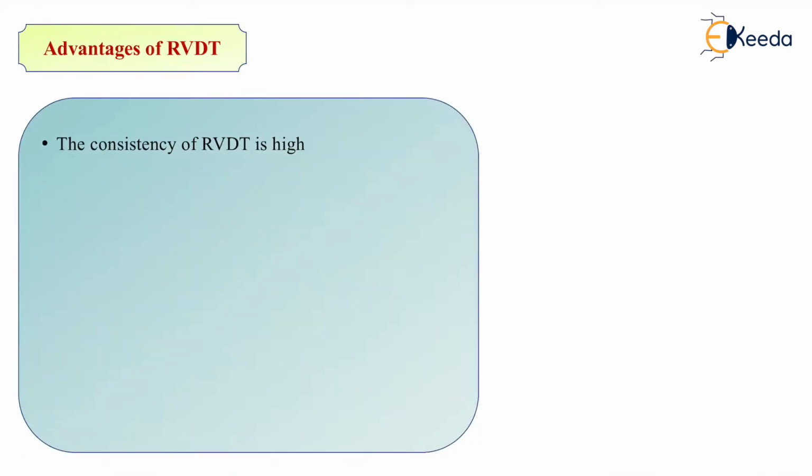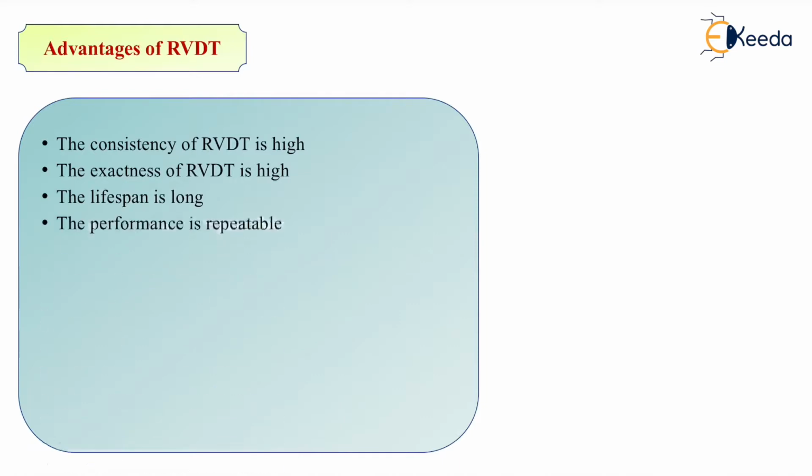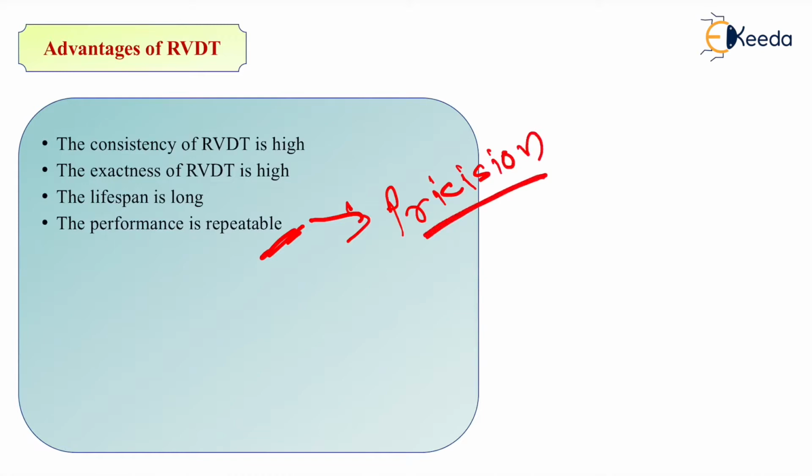Now let us focus on the advantages of the RVDT. The first advantage is that its consistency is very high. The exactness of the RVDT is very high. And its lifespan is very long. Why is the lifespan so long? Because it uses non-contact, brushless technology. Then the performance is repeatable. What does this mean? It gives us high precision. The range of the measured values is called precision. So it gives us repeatable performance.